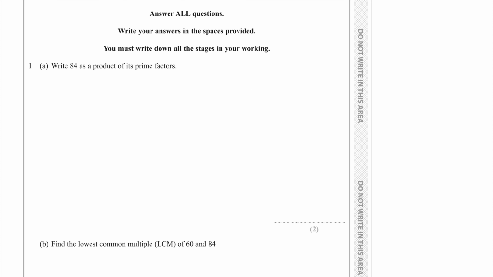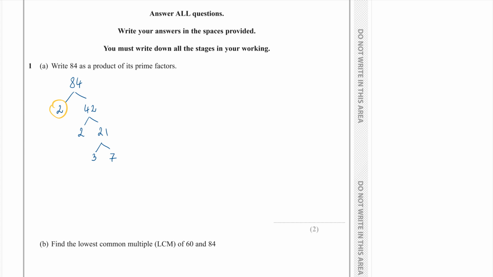Question 1. Write 84 as a product of its prime factors. First, let's use a prime factor tree. What two numbers multiply together to make 84? One of the factor pairs is 2 and 42. 2 is a prime number, 42 is not, so we have to continue with the branches of 42. 2 and 21, then 3 and 7.